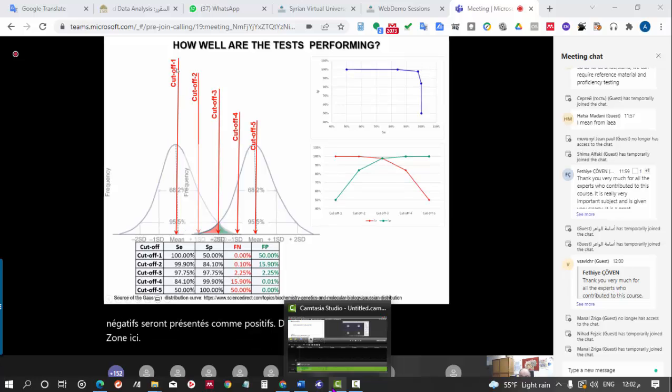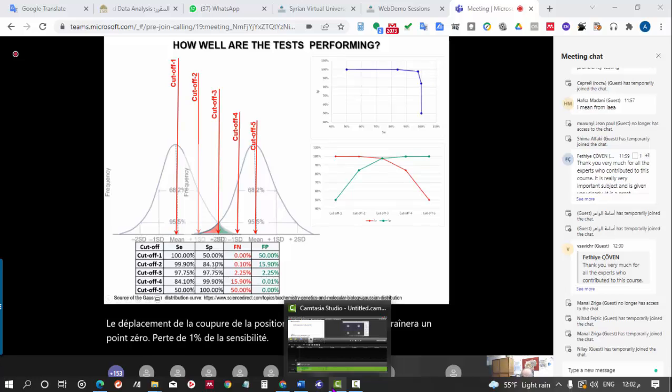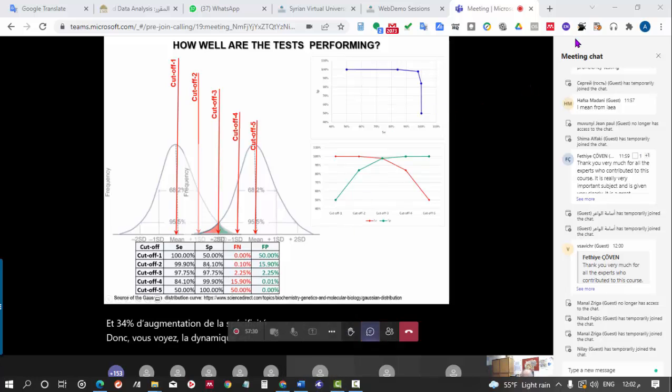If we move the cutoff now to another position toward the center, so this is the cutoff 2, we will have 99.9% sensitivity and 84.10% specificity. So moving the cutoff from position 1 to position 2 will result with 0.1% loss in the sensitivity and 34% increase in the specificity. So you see, the dynamic is different when moving from one to the other position.